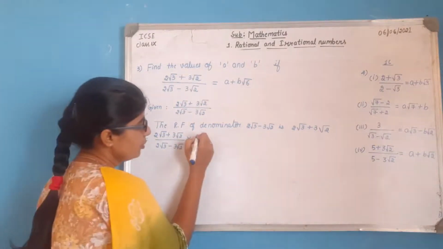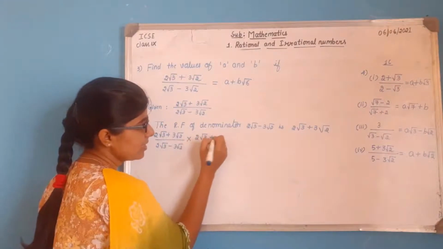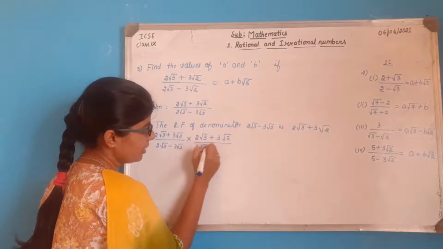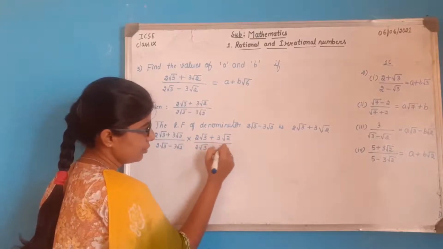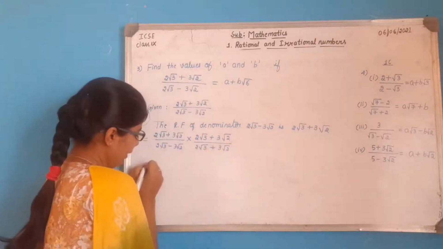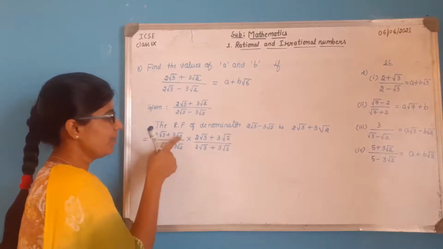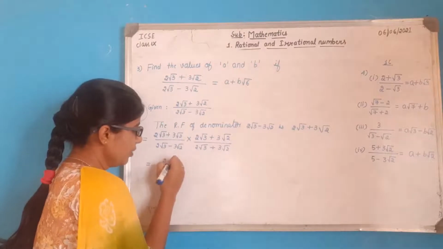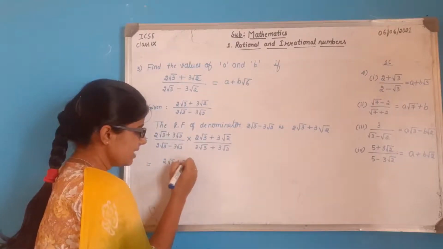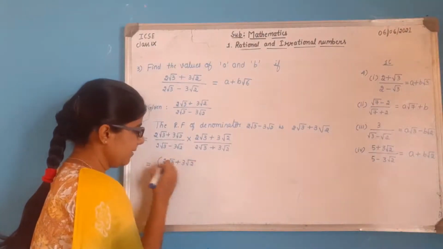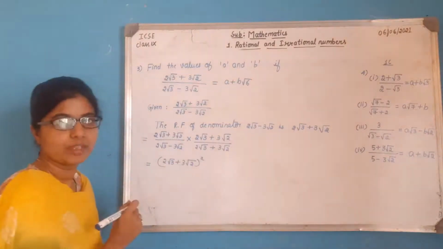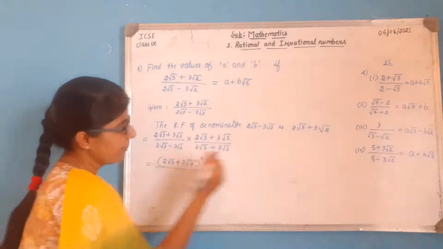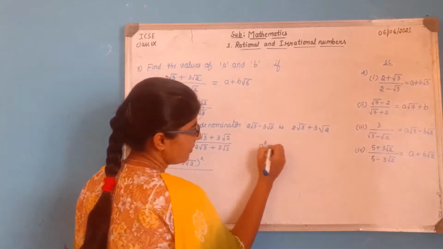So in this, (2 root 3 plus 3 root 2) divided by (2 root 3 minus 3 root 2). Now when you observe the numerator, 2 root 3 plus 3 root 2 times itself, so that is (2 root 3 plus 3 root 2) whole square, divided by A plus B into A minus B, that is A square minus B square.